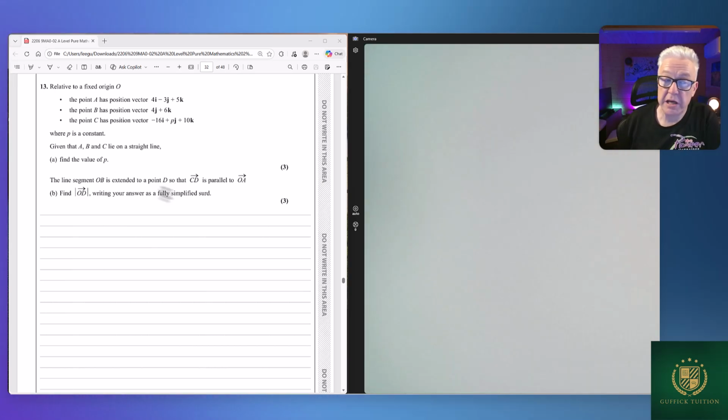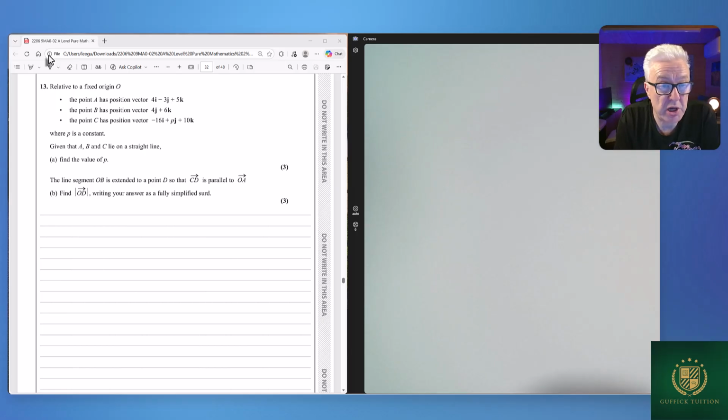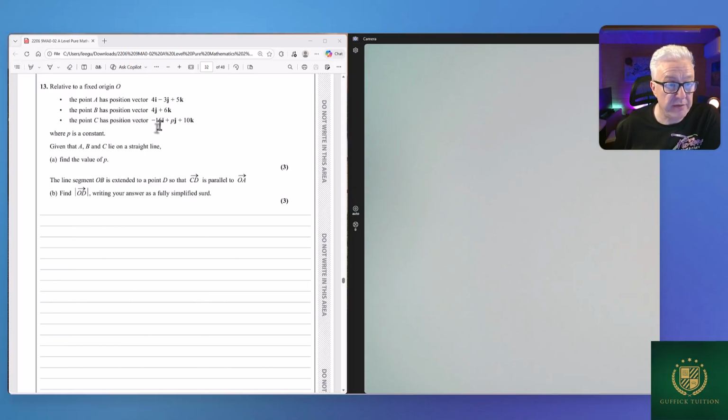Hi everyone, we've got a tricky vectors question here, and it's year 13 vectors because it's in 3 dimensions. Relative to a fixed origin O, a point A has position vector 4i minus 3j add 5k. The point B has position vector 4j add 6k, and the point C has position vector minus 16i add pj plus 10k, where p is a constant. Given that A, B and C lie on a straight line, find the value of p.